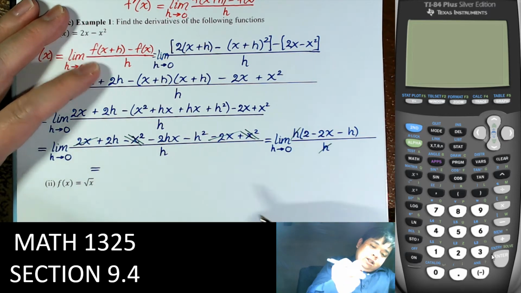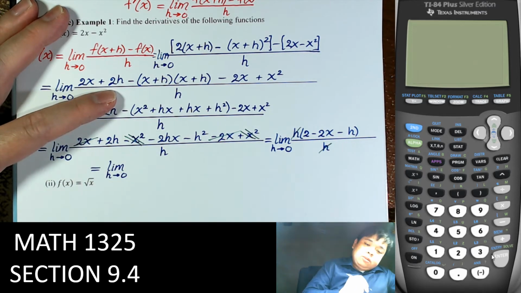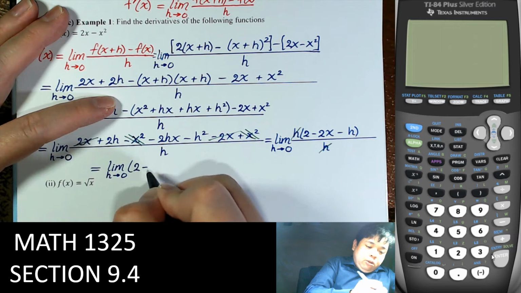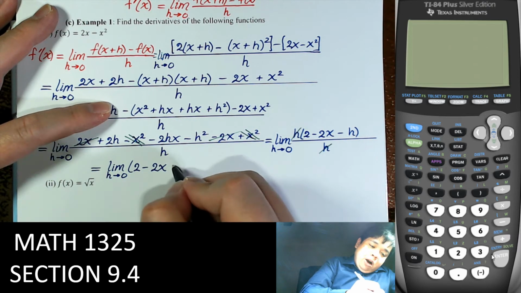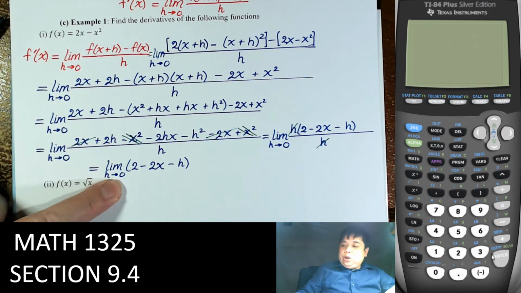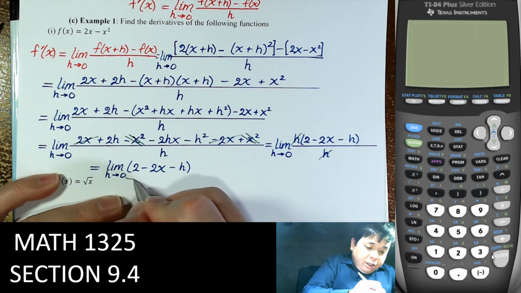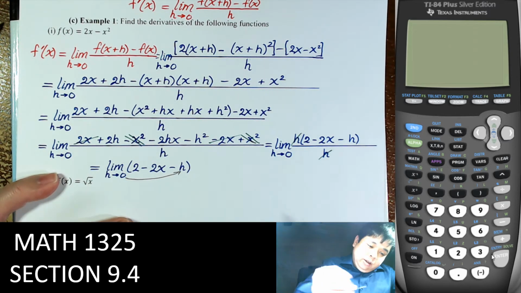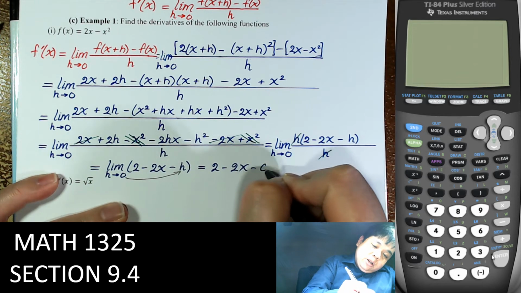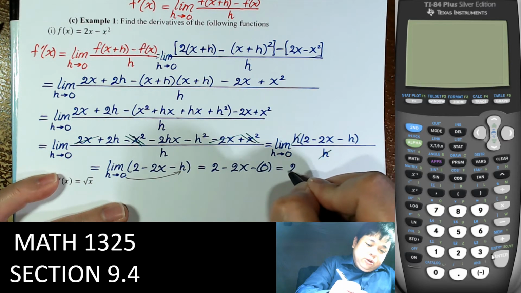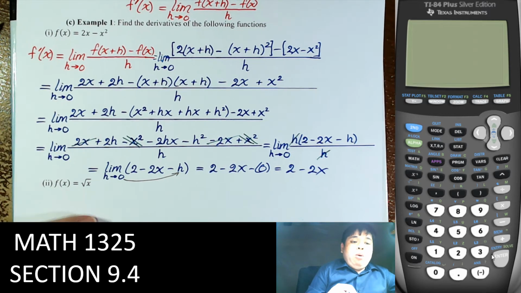and then we can simplify this h with this h. So that gives us the limit as h goes to 0 of 2 minus 2x minus h. Now h equals 0, so that's simple. I just substitute 0 into h. So we end up with 2 minus 2x minus 0, or just 2 minus 2x. So that is the derivative of the function.